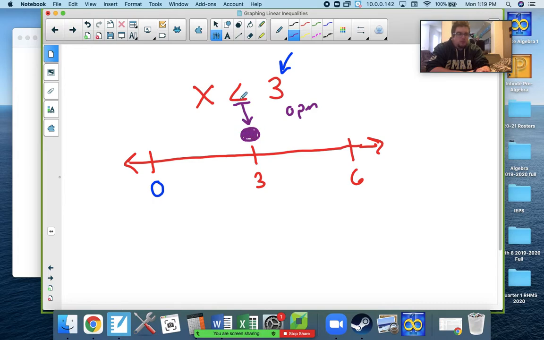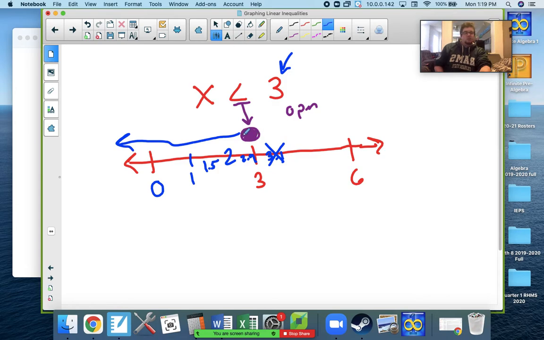So now I'm going to figure out where do all of my answers lie. So numbers that are less than 3 are over here. So we draw an arrow that covers up or points towards all of the potential answers. So 2 is an answer, 1 is an answer. 1.5 is an answer. 2.9 is an answer. But 3.1 is not. It's on the wrong side of our circle.